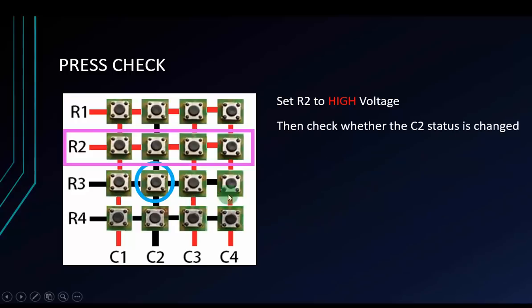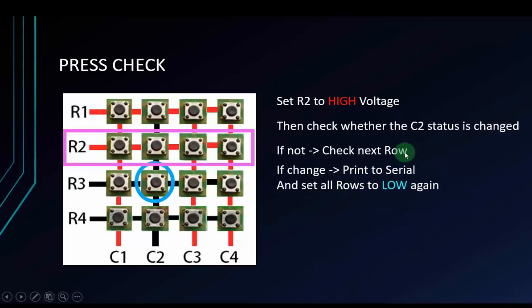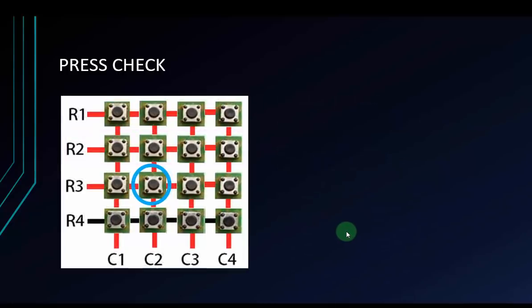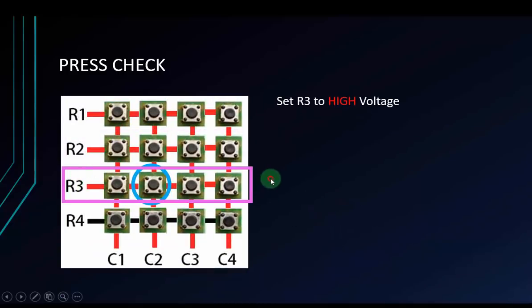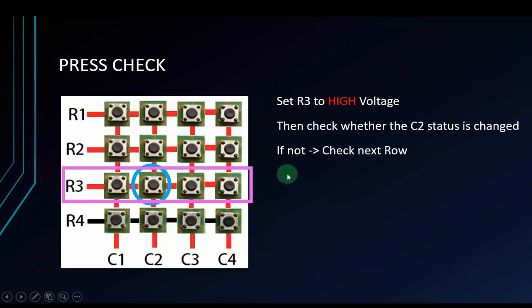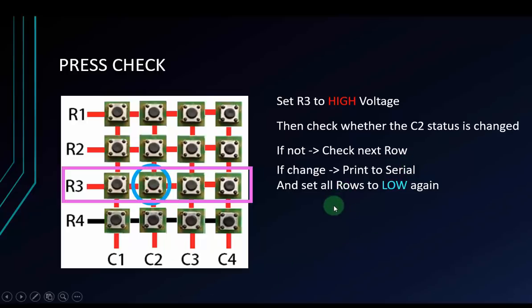Next we set R2 to high voltage and check whether C2 status is changed. It doesn't change, so check the next row. In row 3, we set high voltage and check whether the C2 status is changed. At this time we see that because I pressed key 8 and key 8 is on row 3, when I set R3 to high voltage, column 2 receives the high signal. So if it changes, we print the key to the serial monitor and then set all rows to low again. In this step, we print and then we are done. But if I press a key on the last row, we have to check it too.